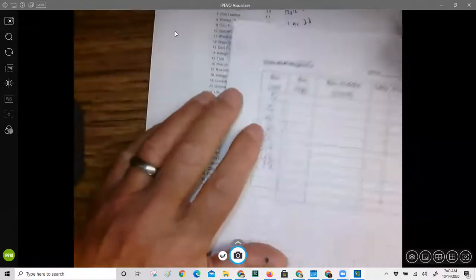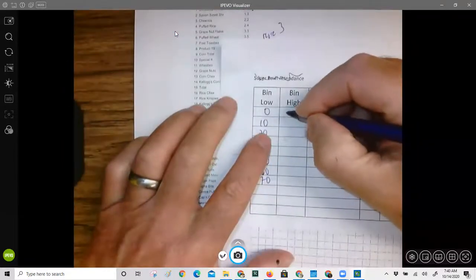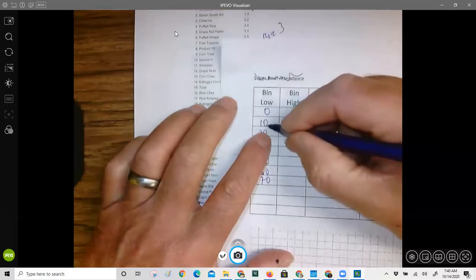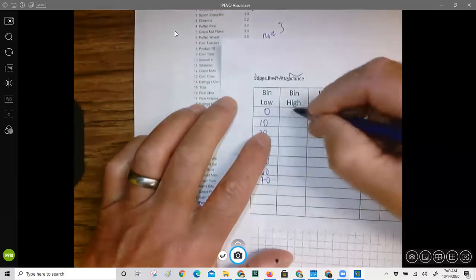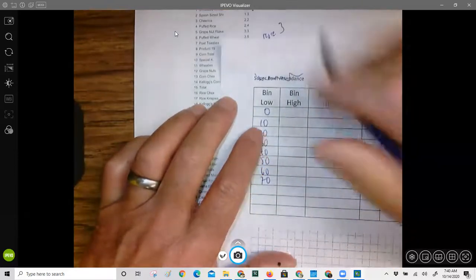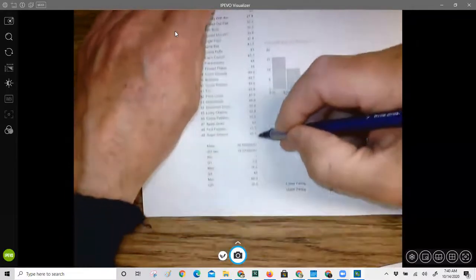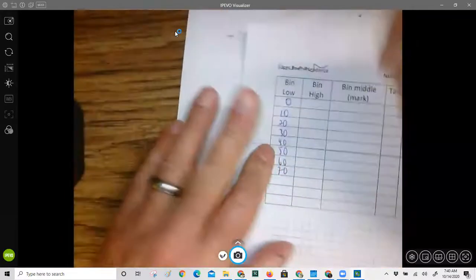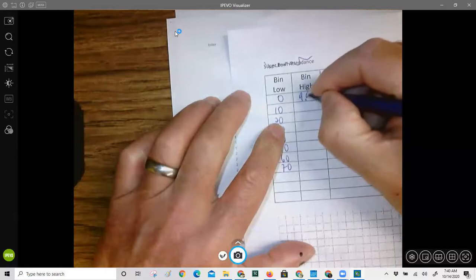Now, I can't put 10 here. I can't say from 0 to 10 and then have 10 start here, because that would tell me that 10 could go in 2 different bins, and we can't do that. We want to be able to sort it in 1. So one way to do that, because this data is used in 1 decimal place, we can say I'm going to go up to 9.9.